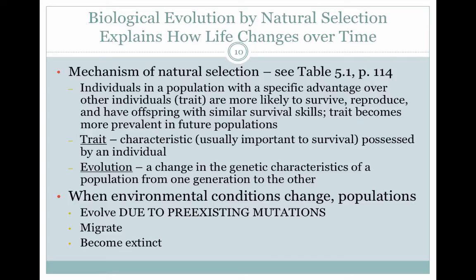What happens? Well, one of three things. Organisms can evolve, but they can only do this due to pre-existing mutations. They do not evolve in response to changing conditions. The organisms that survive happen to be pre-adapted through luck for those changing conditions. Animals can migrate, they can go somewhere else where they better fit into those conditions, or they go extinct. Those are really the only three options.